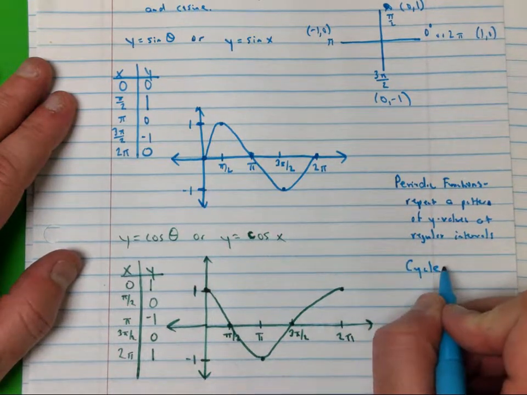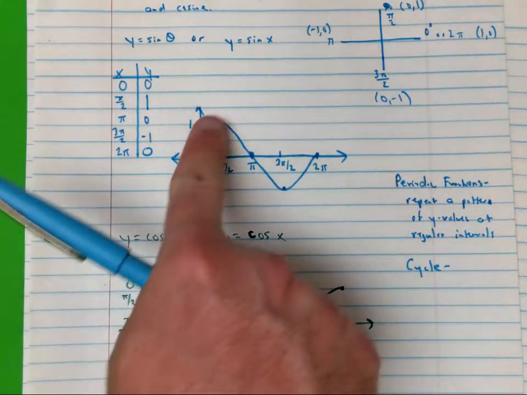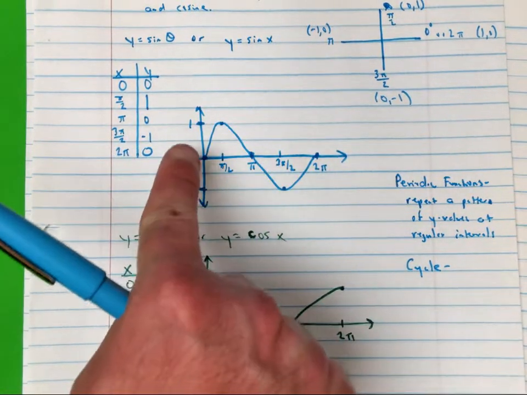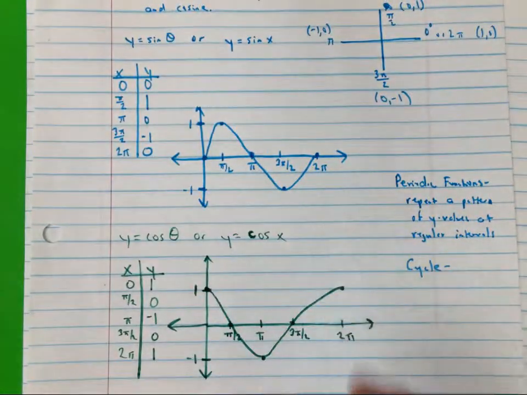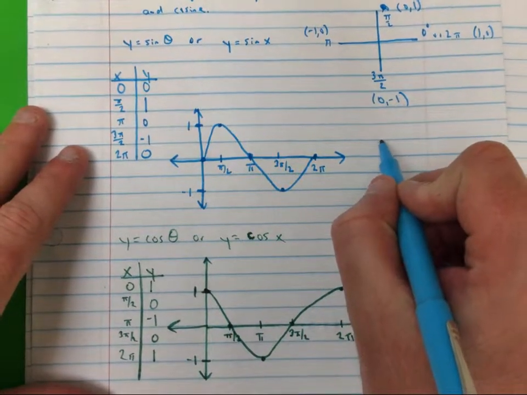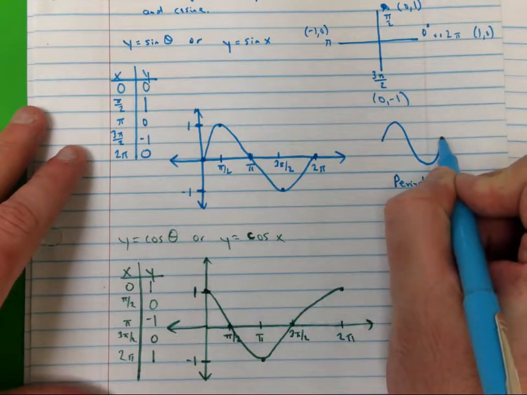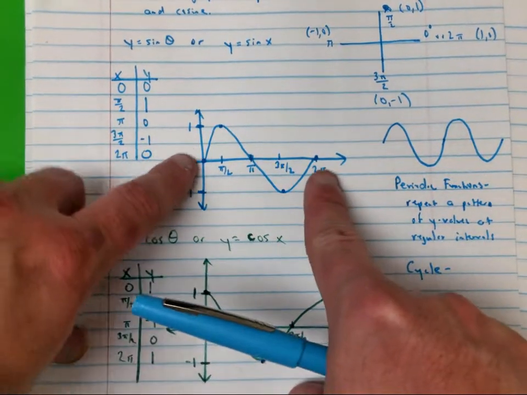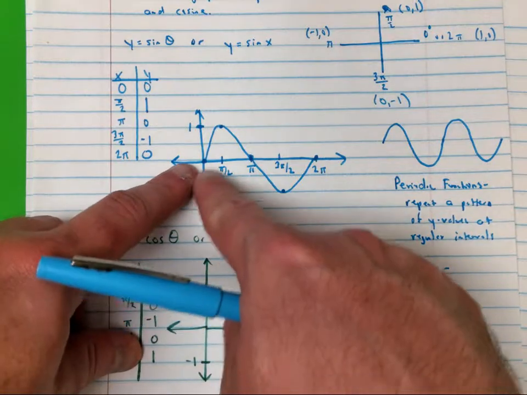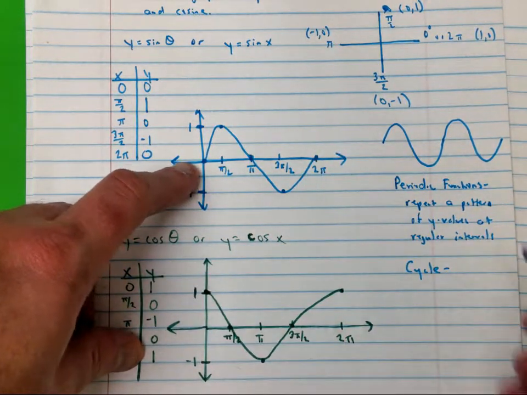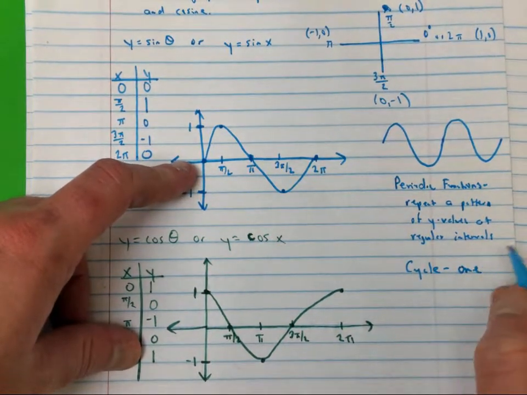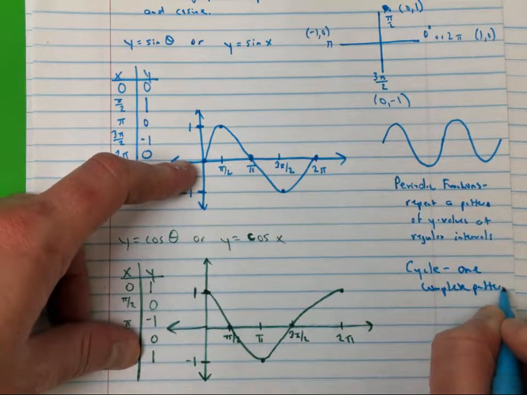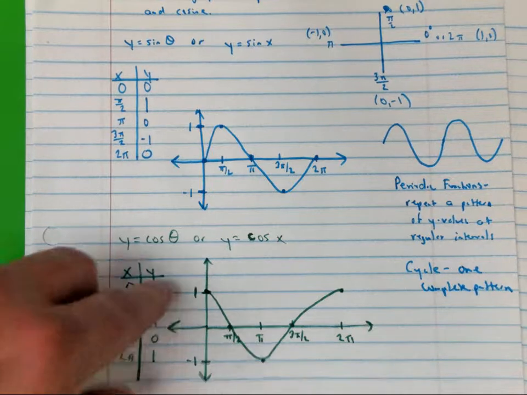The next vocabulary you need to know is cycle. This is one complete revolution, one complete pattern. Because what happens is this thing keeps going and going like this, guys. It keeps going forever and forever. This just represents one complete pattern. This is one pattern. So a cycle is one complete pattern. This is one cycle of the cosine graph.